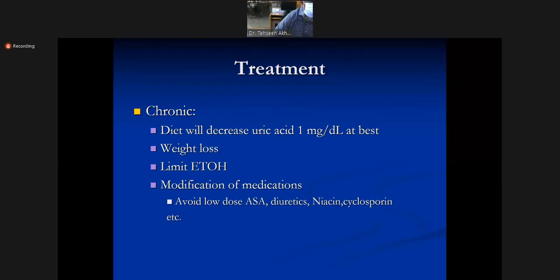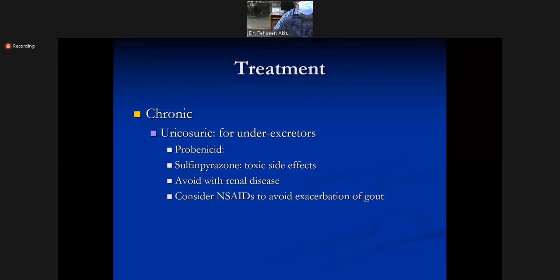So when the patient has chronic or recurrent gout or acute gout, with a high level of uric acid, the uric acid may be lowered with lifestyle modification, including diet restrictions and decreasing weight. We also decrease this level of uric acid by drugs.